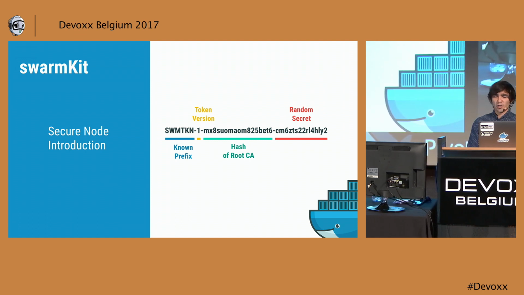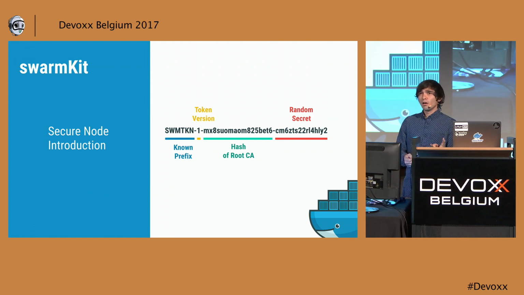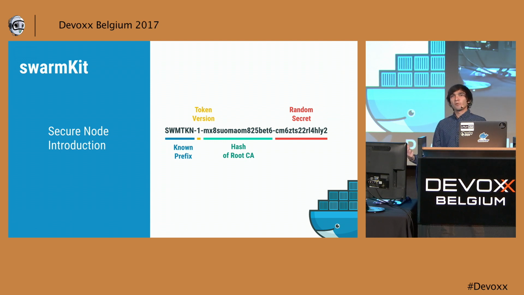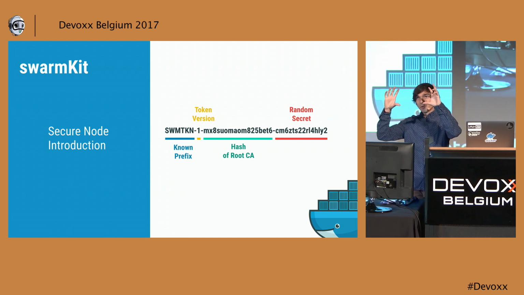Second piece is a token version, just in case the token changes. I don't think it has yet so far. And now we get to the 2 interesting parts for crypto, which are the hash of the root CA and a random secret. So for those who have used SSH before, the first time you log into a host, you get that scary message, right? Like warning, this is the first time you're in this host with this IP. Are you sure you want to do this?